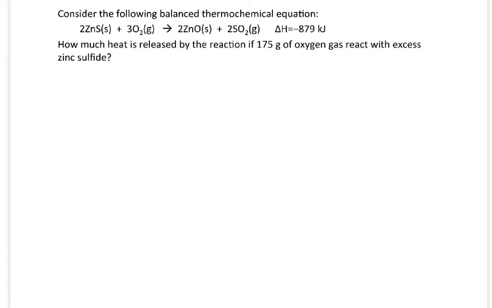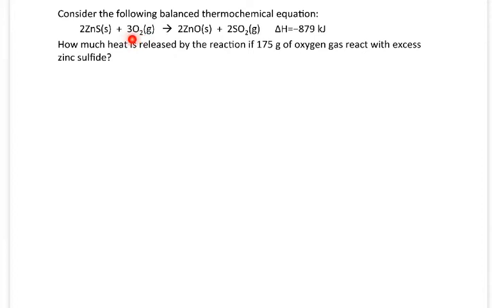In order to solve this problem, we need to be aware of what these thermochemical equations tell us. In this particular equation, it tells us that when 2 moles of zinc react with 3 moles of oxygen, that will produce negative 879 kilojoules of heat. And so I can write conversion factors that relate any amount of reactant or product to the heat that's produced.